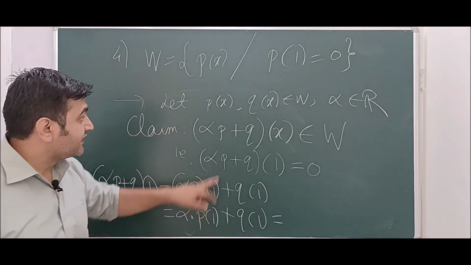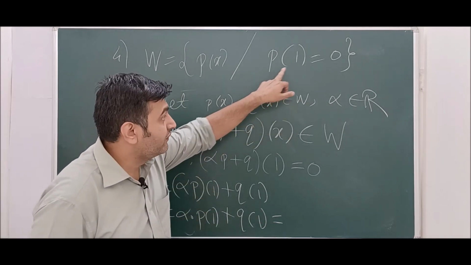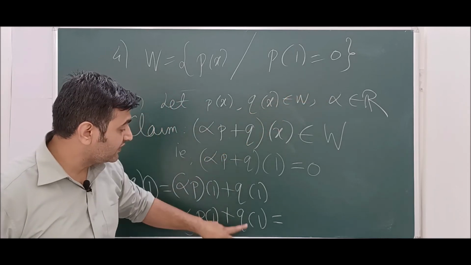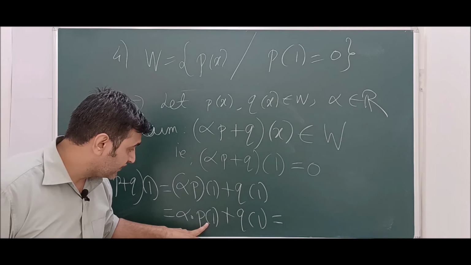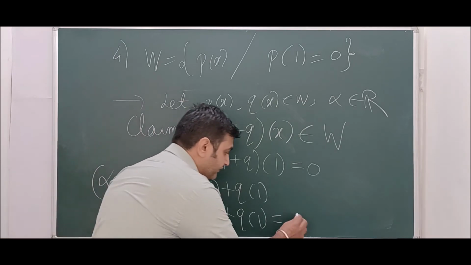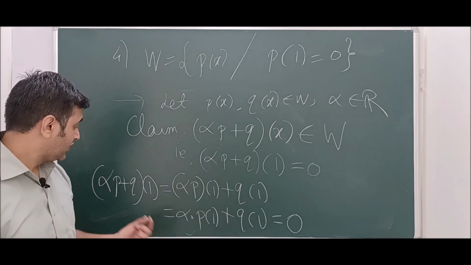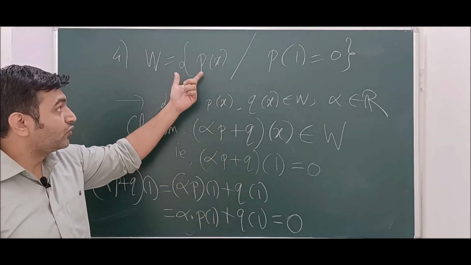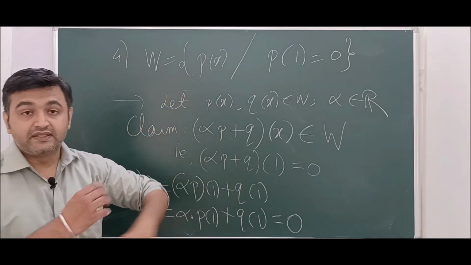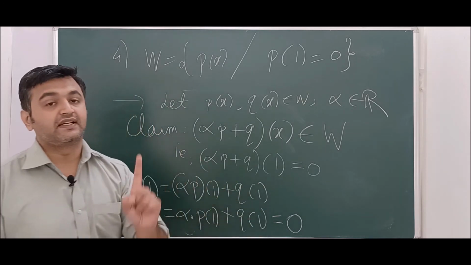But what is p of 1? P is in W, so p of 1 is 0. What is q of 1? Q is in W, so q of 1 is also 0. So p of 1 is 0, q of 1 is 0, therefore this is 0. And that's what I wanted to show. So therefore, if you take two polynomials from W, then their linear combination is again in W.